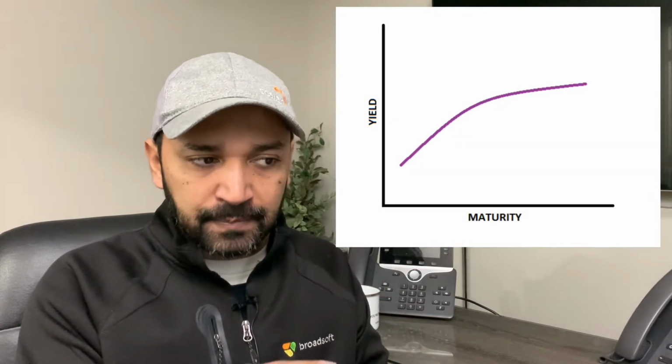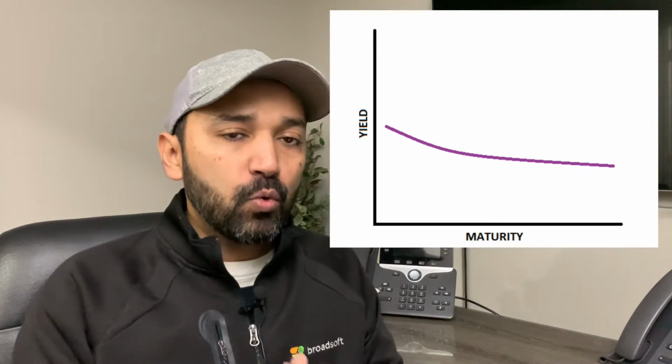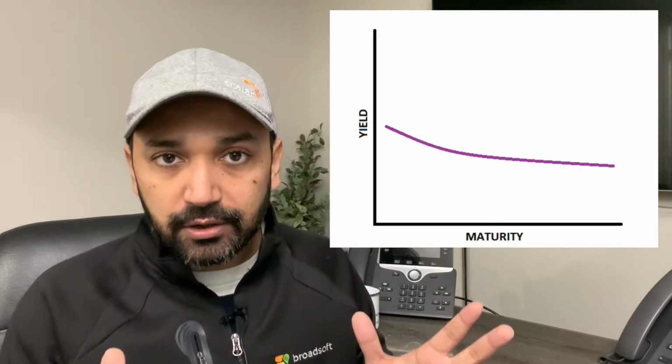Now in a healthier economy, the yield curve looks like this, but in a situation where we are approaching an economic slowdown or potentially a recession, this yield curve can go inverted. So what does it mean when a yield curve goes inverted?